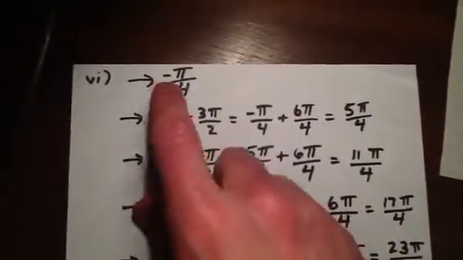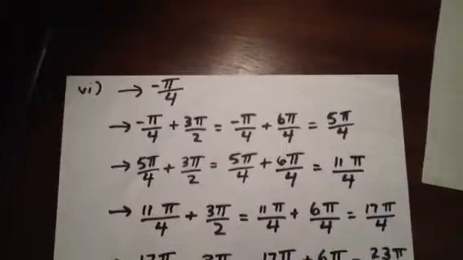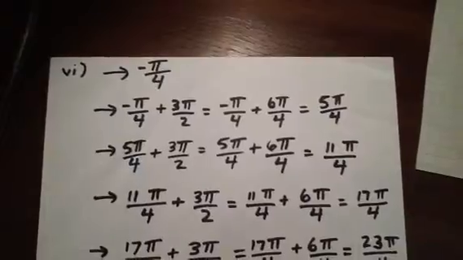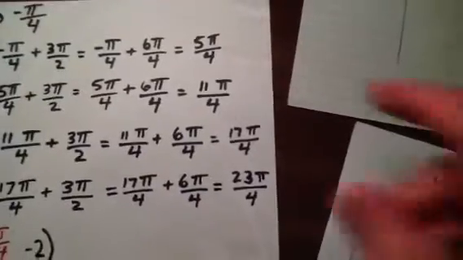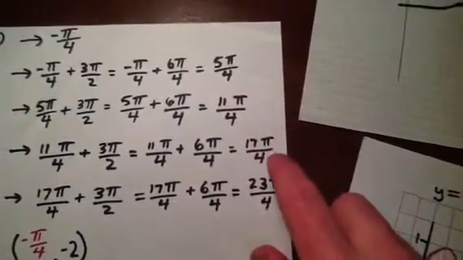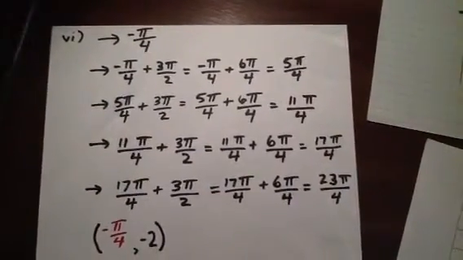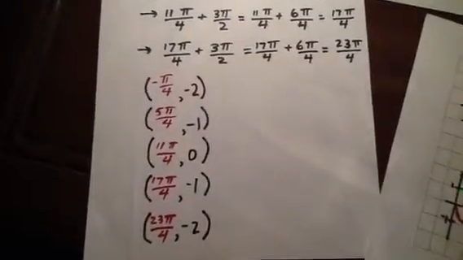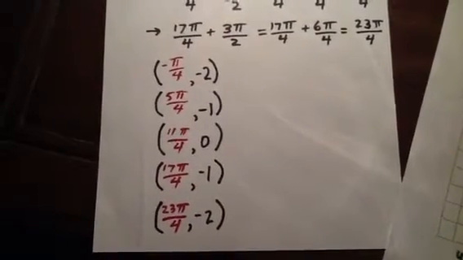We can then evaluate our 5 x values. The first one is negative pi over 4. That's because the phase shift is pi over 4 units to the left. After that, adding 3 pi over 2 each time gives us 4 more x coordinates here. 5 pi over 4, 11 pi over 4, 17 pi over 4, and 23 pi over 4. From there, we're able to take these 5 x coordinates and put them next to the 5 y coordinates that we showed you on the previous page, giving us these 5 points.